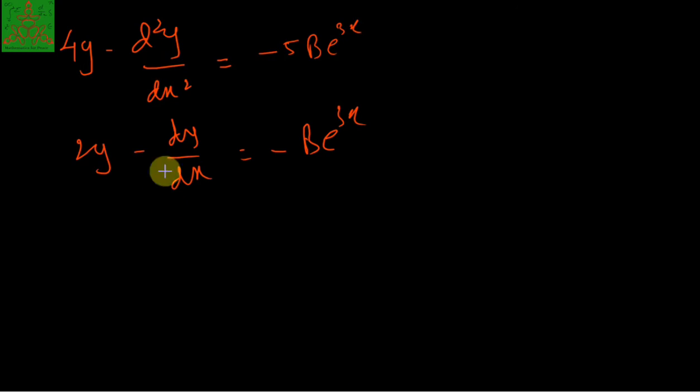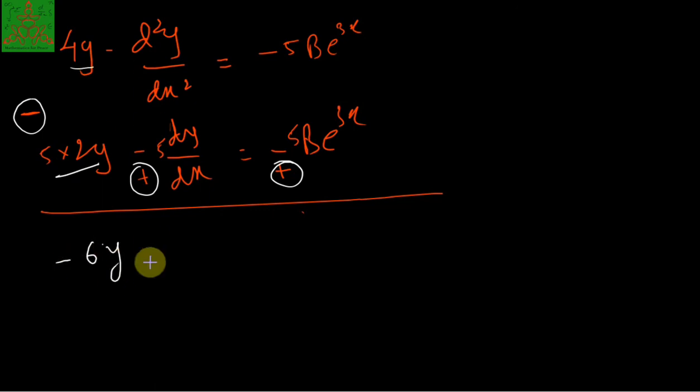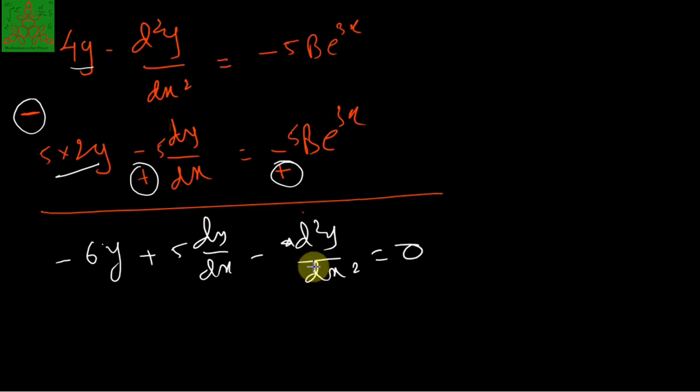Now if I multiply this by 5 and subtract these two equations, then the subtraction converts into plus signs. So this is 10y minus 4y, which gives you 6y. This gives you minus 5 dy/dx and this gives you plus d²y/dx², equal to 0 on this side. So d²y/dx² minus 5 dy/dx plus 6y = 0 is the differential equation that we are looking for.